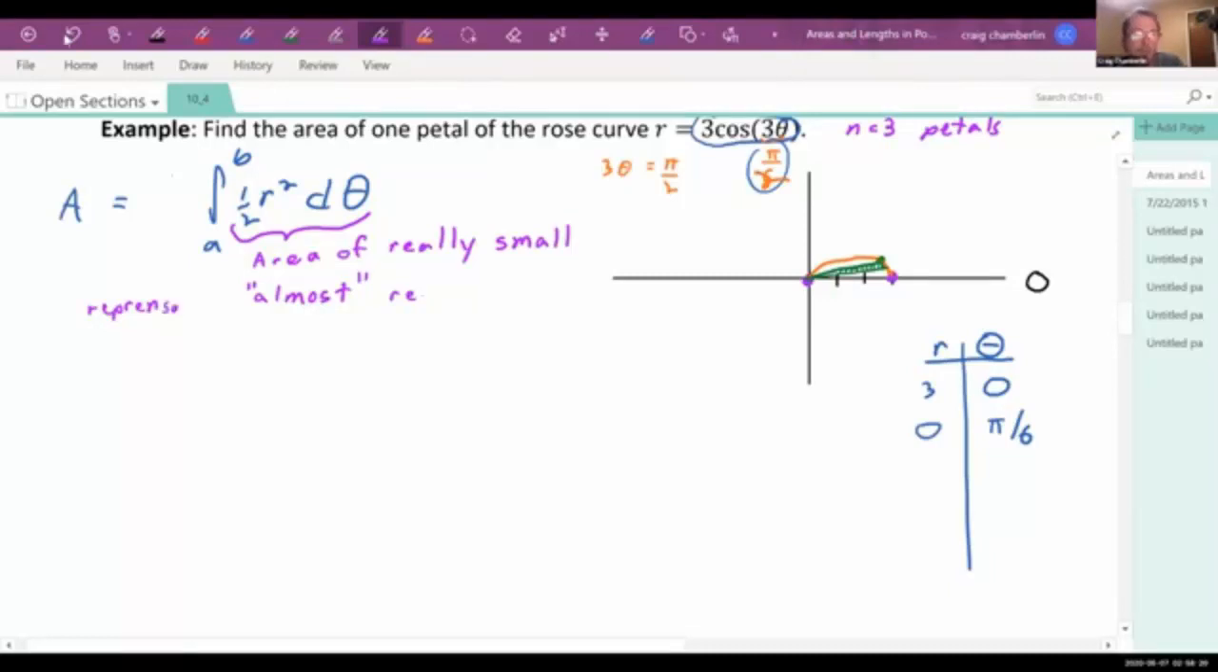I'm not spelling well tonight. Okay, representative. It's a representative almost rectangle. That's what this guy represents. And that's what I drew in the picture.